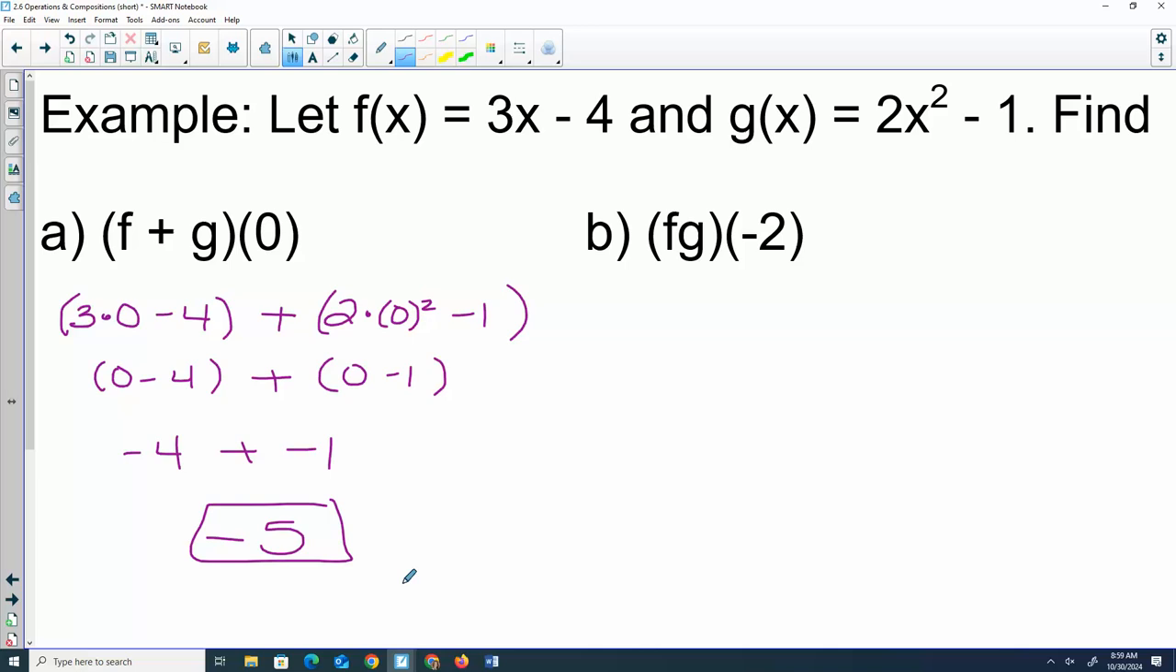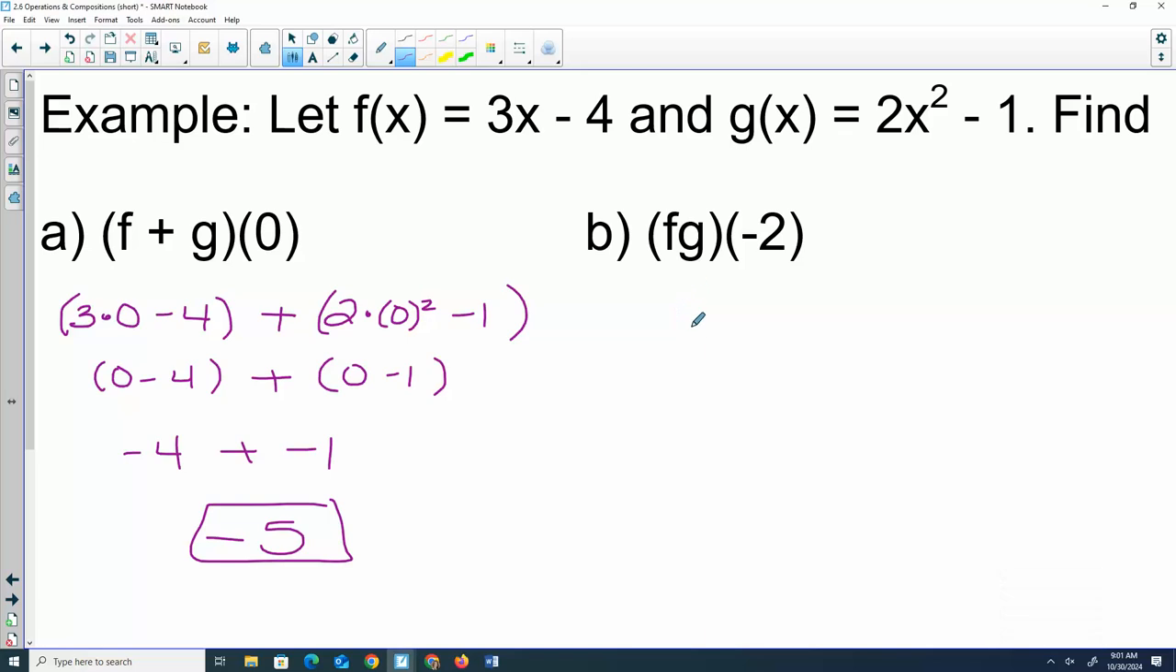Okay, so when you have an operation like adding, subtracting, multiplying, dividing, if I'm giving you the x, you put it into both of them and see what you get. So you guys do f times g of negative 2 for me. Alright, we have some problems here. So I'm plugging negative 2 into each of them.